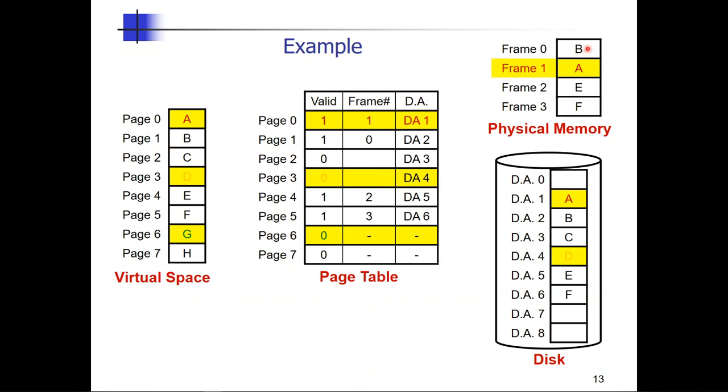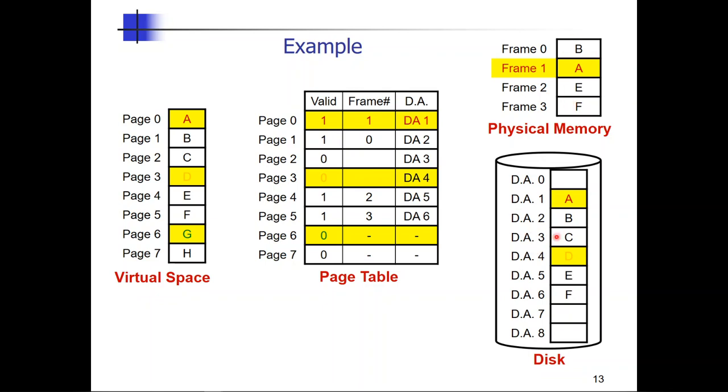It works the same way for B, A, E, and F. Those are frames 0, 1, 2, and 3, which is frame 1, 0, 2, and 3. So those 4 entries in the page table will have a valid bit of 1. They are also stored on the hard disk at those 4 disk area locations, which in this case are 1, 2, 5, and 6. So A, B, E, and F, those are my 4 entries in the physical memory.